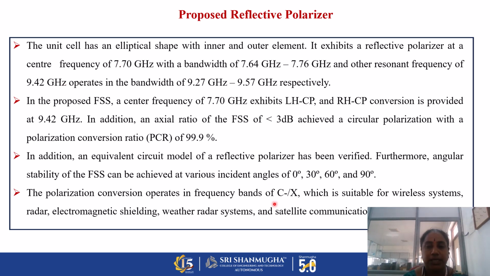The main applications of the polarizer in the present work, where we covered C and X band, are suitable for wireless systems and radar, especially in EM shielding and weather radar systems, and also in satellite communication applications. So these are the main applications of the FSS polarizer in real-time use.